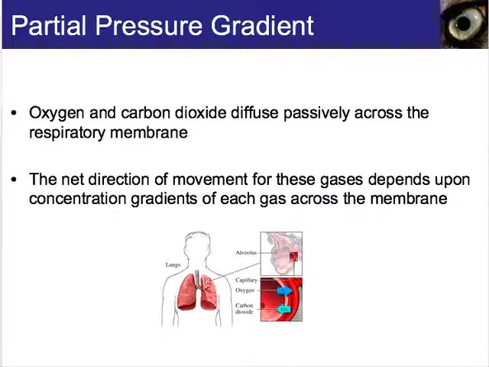Oxygen and carbon dioxide diffuse passively across the respiratory membrane, which is your lungs, and the net direction of movement of these gases depends upon the concentration gradients of each gas across the membrane. So remember, gases are going to exchange from a high concentration to a low concentration. So when you breathe in, you have a high concentration of oxygen in your lungs, which is going to diffuse into your red blood cells. And your red blood cells are going to be full of CO2, which is going to diffuse into your lungs, which don't have a lot of CO2 or carbon dioxide.